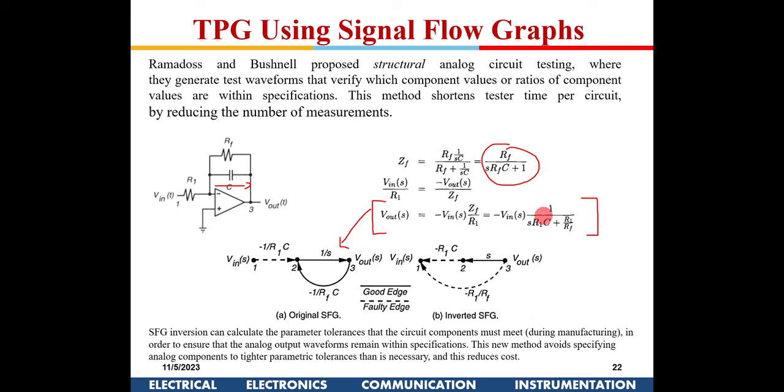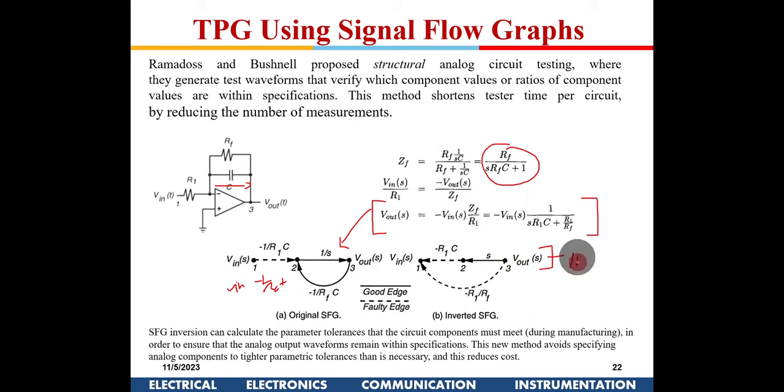Now this graph is also equivalent to this. If you try to write this, if you add V in into minus 1 by RC plus V out into minus 1 by R is equal to 1 by S into V out, then from this equation you'll land up in the same equation. So you make a graph out here, and then you make a reverse graph, and in the reverse graph I have V out, right?